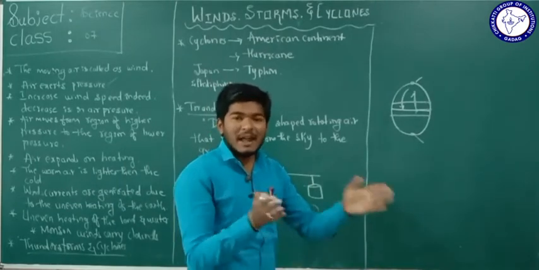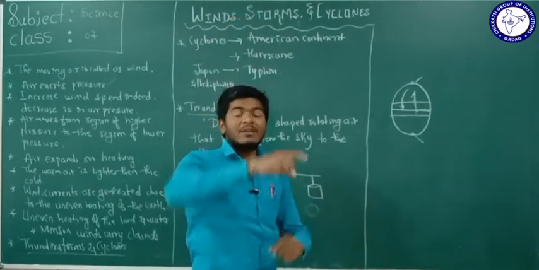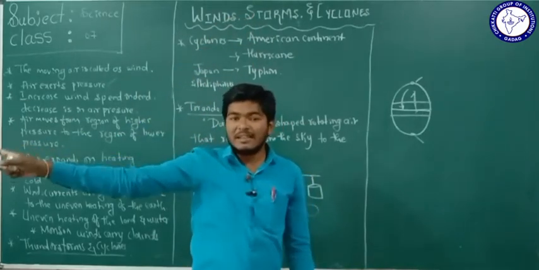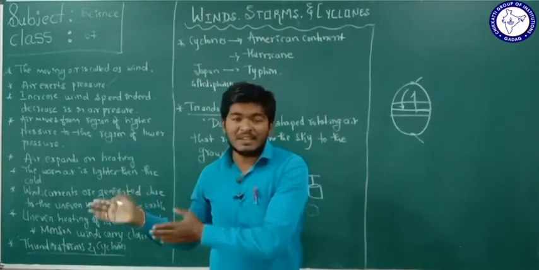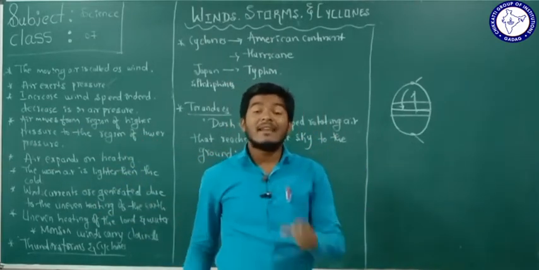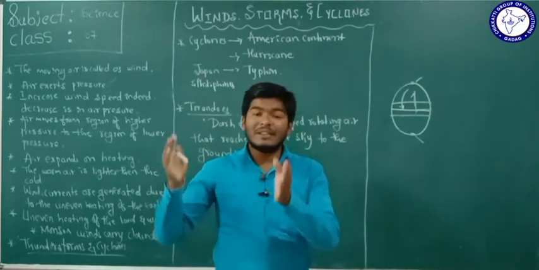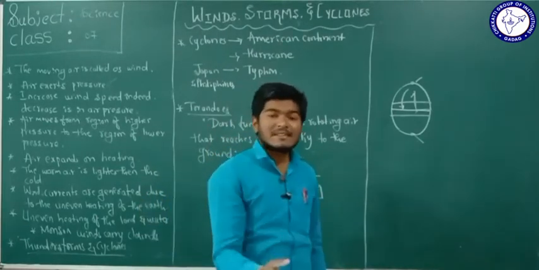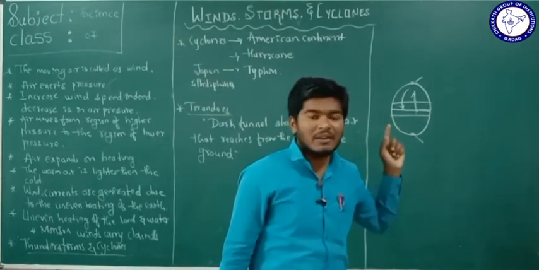What happens in that condition? The heated air moves towards the sea here, but when the air comes from the sea towards the land, it carries some amount of water. So in the form of clouds, they carry some amount of water, and that brings the rainfall here.